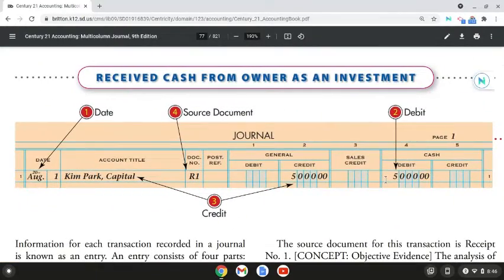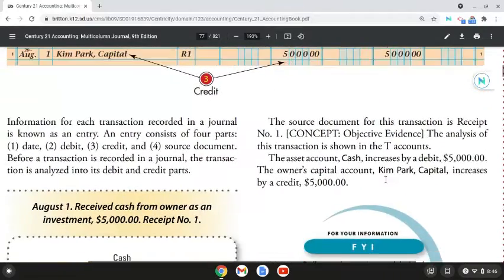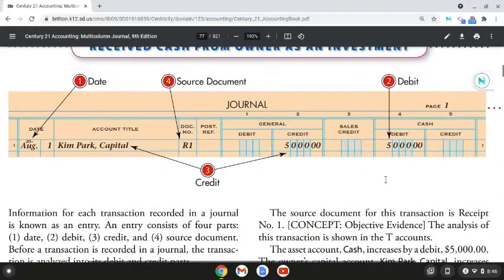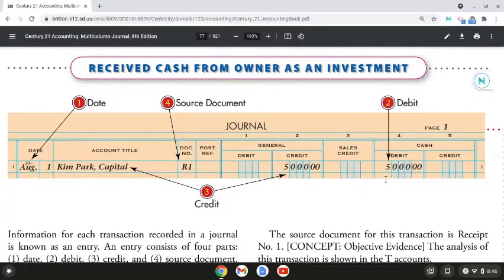Okay, next we'll be getting into some transactions for this lesson. The first transaction reads, on August 1st, received cash from owner as an investment, $5,000, receipt number 1. Anytime that we are receiving cash, that means that our cash account is going up or being increased. For this transaction, the first thing we're going to do is write in the date, which is August 1st of the current year. Under the account title, we're going to put Kim Park Capital. And then we're going to put the document number, which is receipt number 1.